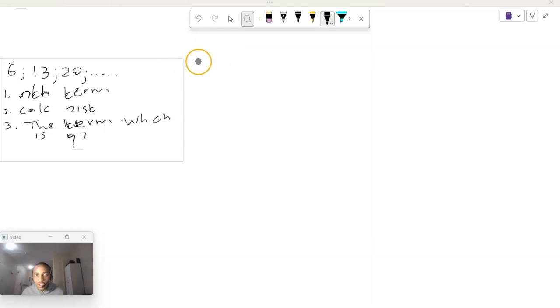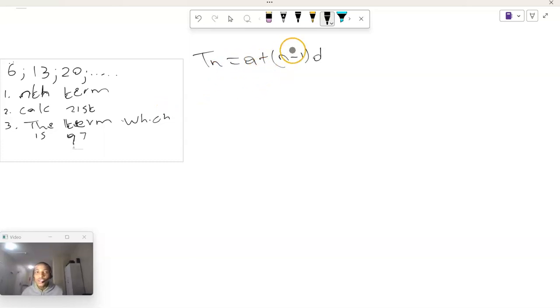So our general term, or our general formula, for this sequence is Tn is equal to a plus (n minus 1) times d. Okay, so this is our equation.